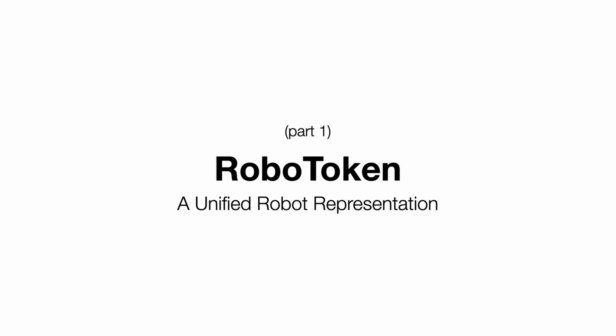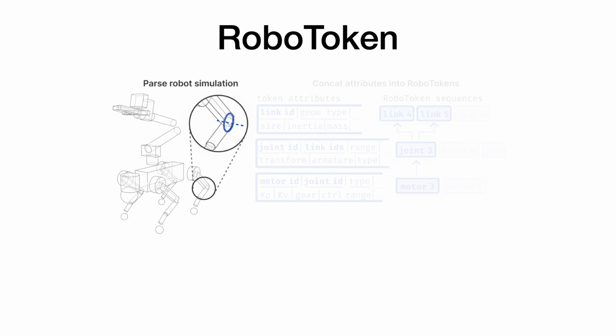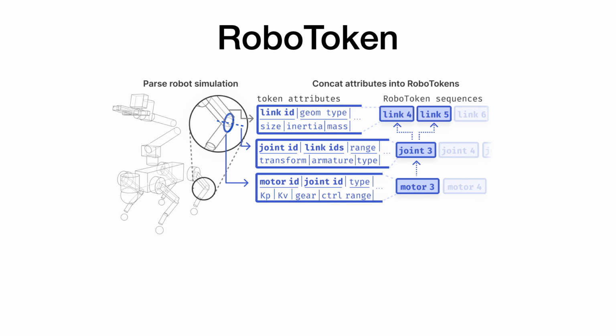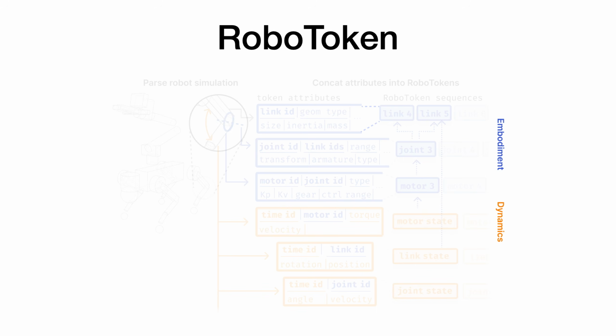If we want a model to co-design any robots, the networks need a common language that spans across diverse robot embodiments. So we create robot tokens, a unified robot representation. We call it unified because we've designed it to tokenize any robot, giving tokens that can be used as inputs or outputs to neural networks. So, given a robot like this quadruped manipulator, we'd parse all of its embodiment's attributes into a few token types, including links, joints, and motors. We also include all of the robot's motor states, link states, joint states, and actions too. So we have robot embodiment tokens and robot dynamic tokens.